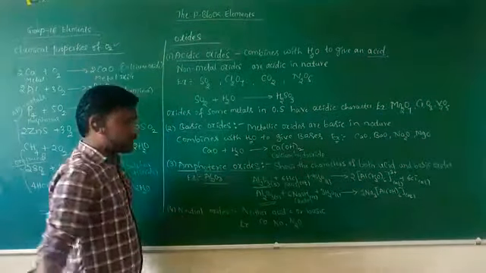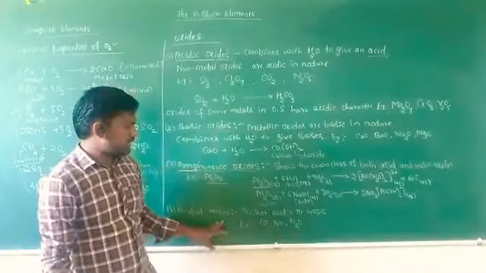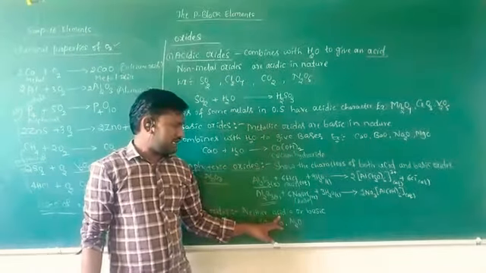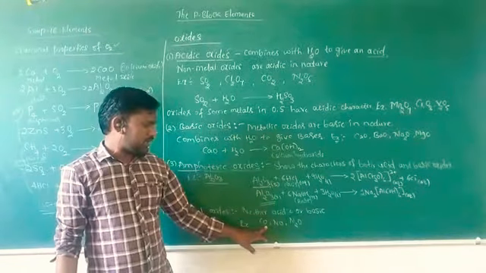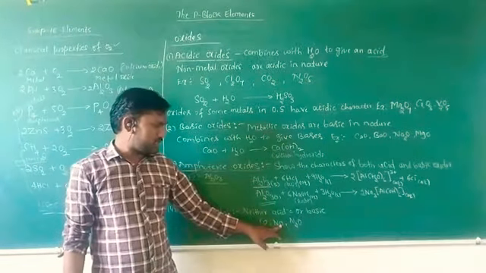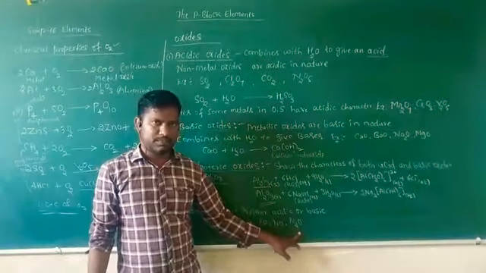Fourth one, neutral oxides. Neutral oxides are neither acidic nor basic. Examples: CO, carbon monoxide, nitrogen monoxide, nitrous oxide.